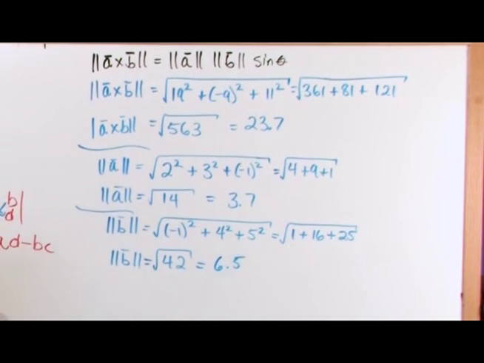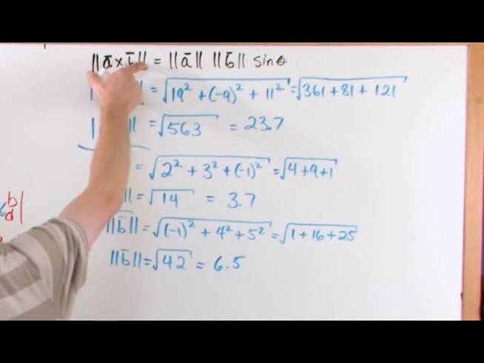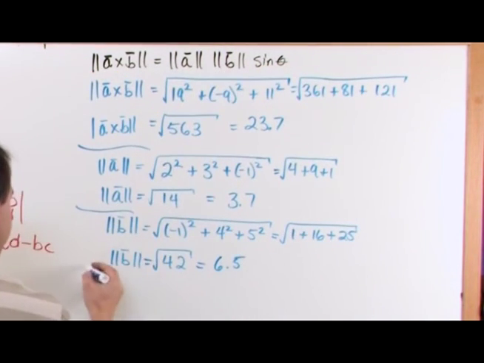Now, why do we do all this stuff? Let's remember what we were trying to do. We're trying to find the angle between the vectors. We know what the magnitude of the cross product is and what the magnitude of the initial vectors are, so now it's a matter of just plugging in and solving.